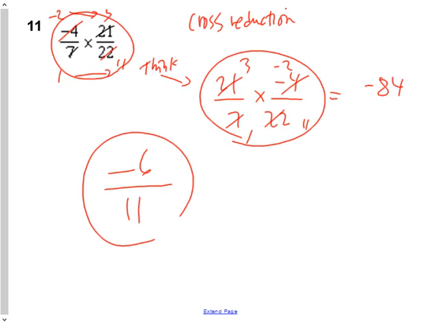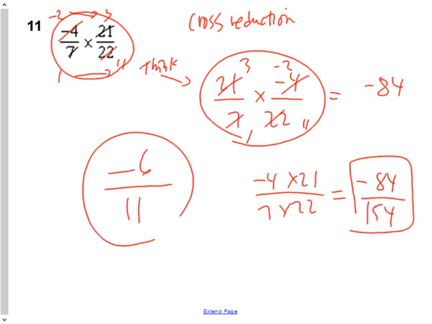Now, if you didn't cross-reduce, and you simply multiplied your numerators and multiplied your denominators, you get negative 84 over 154. And you had to reduce this by dividing by 2 until you got down to negative 6 over 11. So in my opinion, reducing this down to lowest terms is very complicated, but doing cross reduction makes your life a whole lot easier.